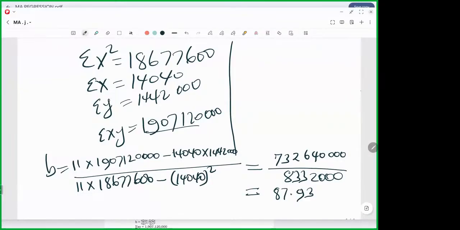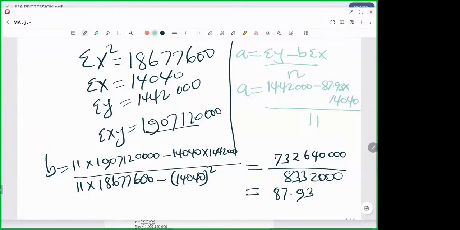And then I can come here and get the value of A, which is sum of y minus b sum of x all over n. So our A will be sum of y that you guys gave me, 1,442,000, minus b, 87.93, times sum of x. Sum of x is 14,040. Everything to be divided by 11. Thank you, Bcie. Thank you, Nelson, for confirming that figure. Thank you, Daniel, for being the first one to really get that figure.